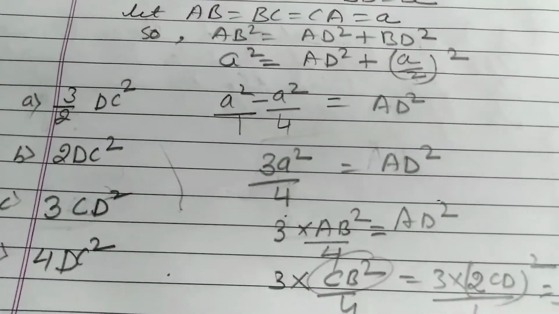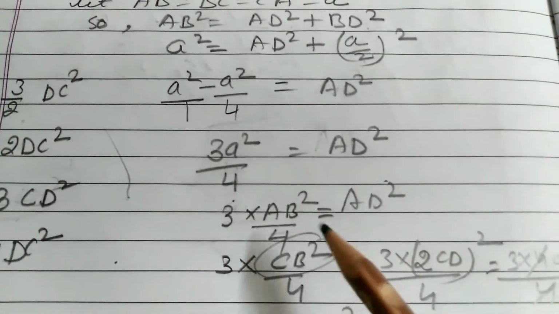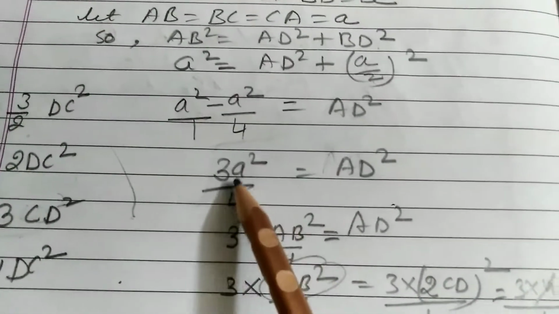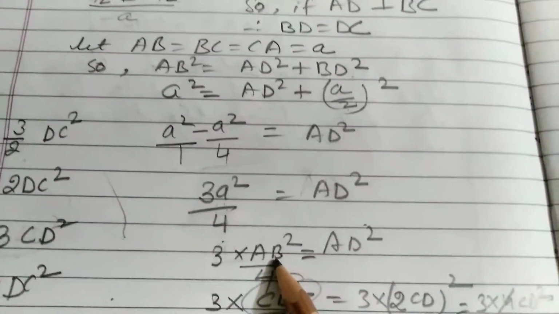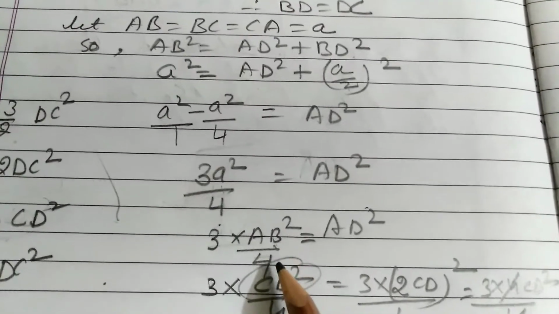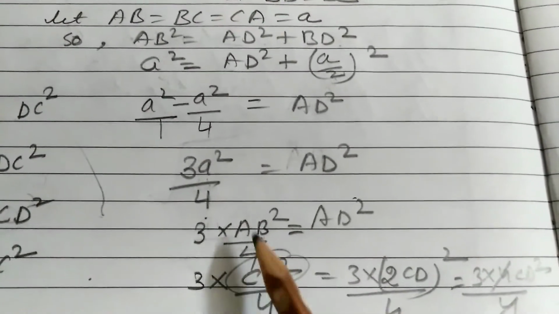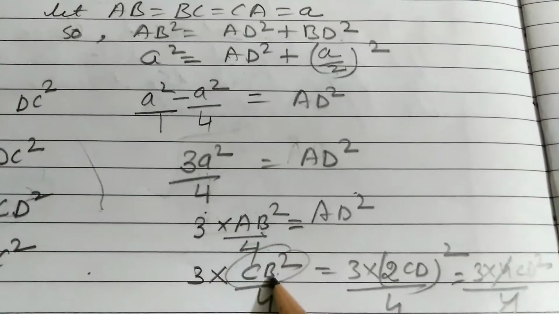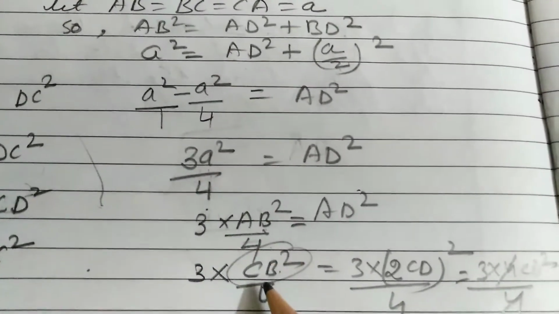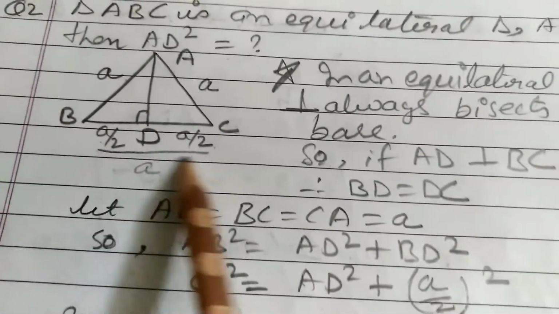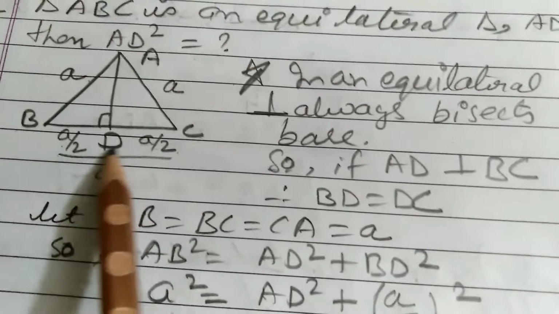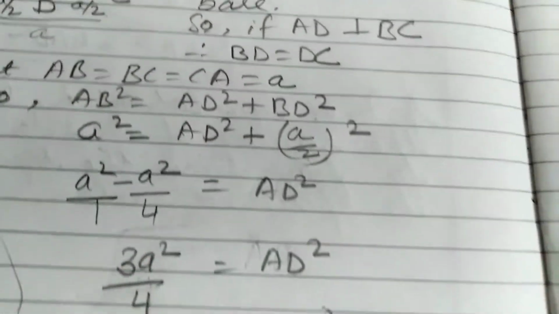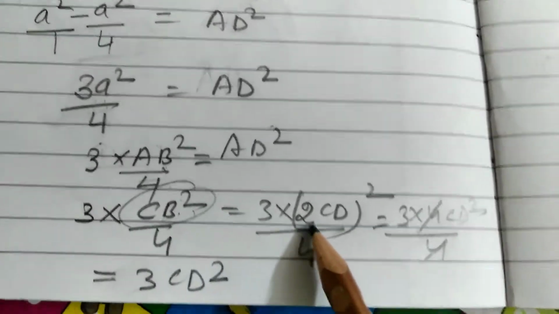It means that we need to convert this term into the form of CD. In place of A, we can write AB, because we have assumed that AB is equal to BC is equal to CA. So in place of A, we can write AB square. Okay, so this step is clear. Now AB is equal to CB because it is an equilateral triangle, so in place of AB we can write BC square. Now what is BC? Let us check again. BC is twice of CD, right? So in place of BC, we can write twice of CD.